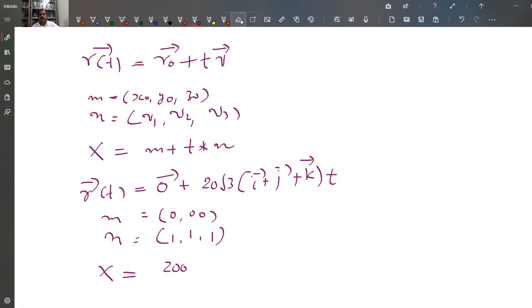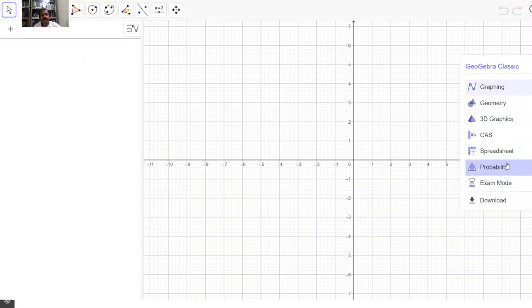So to plot this, it is enough to write 20 root 3 star n star t. This will plot the line, or path of the helicopter, in GeoGebra. First of all, you have to set your GeoGebra to 3D graphics view.